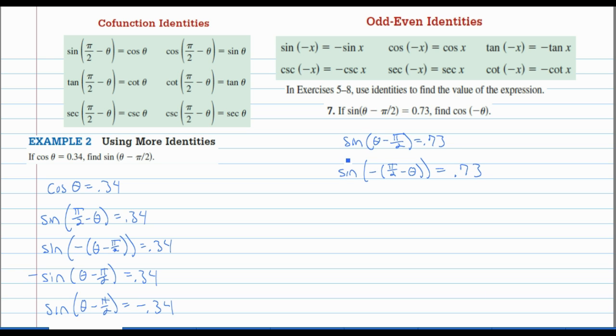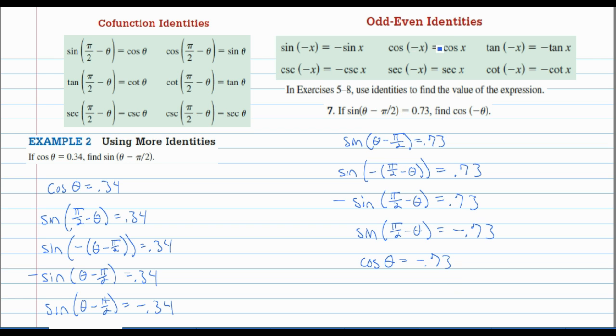Now sine is an odd function, so the sine of negative x is the same as the opposite of the sine of the positive version. Now, I'm still trying to find the cosine of negative theta. So I'm going to divide both sides by negative 1. So now I have the sine of pi over 2 minus theta, which I believe I have a cofunction identity for. I do. That is exactly equal to cosine of theta. Negative 0.73. So I rewrote sine of pi over 2 minus theta as cosine of theta, and that equals negative 0.73. But I'm trying to find the cosine of negative theta.